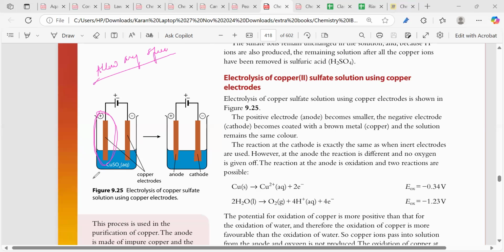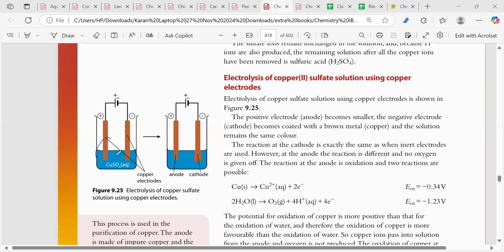So copper sulfate, who goes? Sulfate ions and H2O. The anode won't allow both of them. Understood? Instead, copper from the anode will be going to the solution as Cu2+ plus 2e-. Got it? Instead, copper from the copper anode will be going to the solution as Cu2+ plus 2e-. Is it clear?